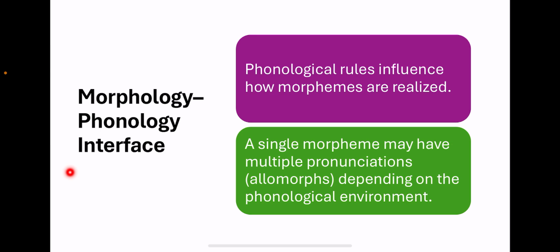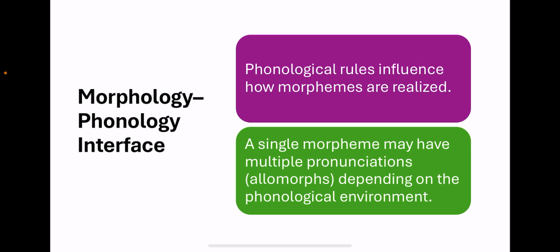Morphology and phonology interface. Phonological rules influence how morphemes are realized. So we have some phonological rules. For example, if a noun ends with a consonant that is voiceless, the plural morpheme s will give the sound s. And if the plural noun ends with a consonant that is voiced, like d in dog and dogs, the same morpheme will have the sound z.